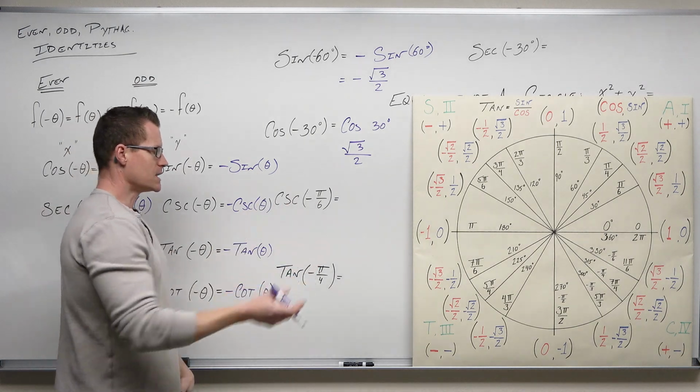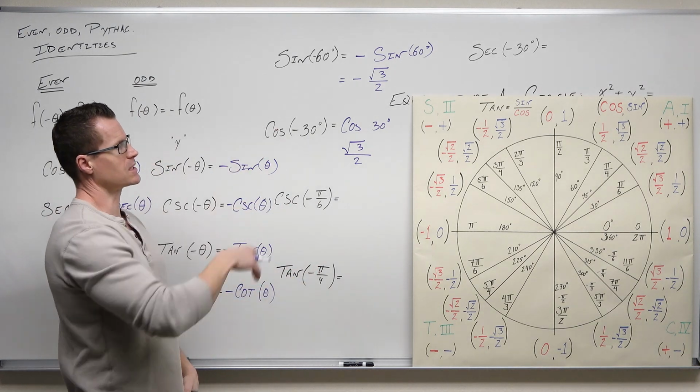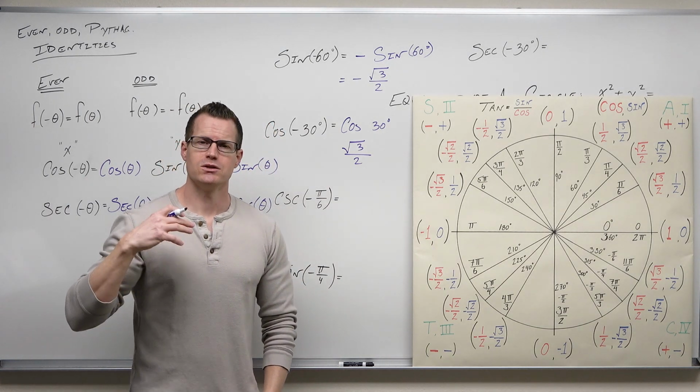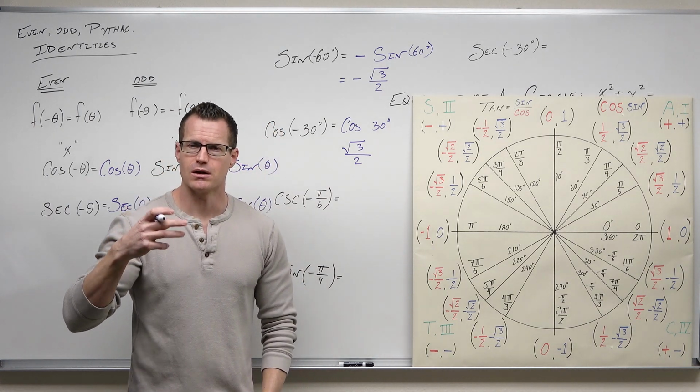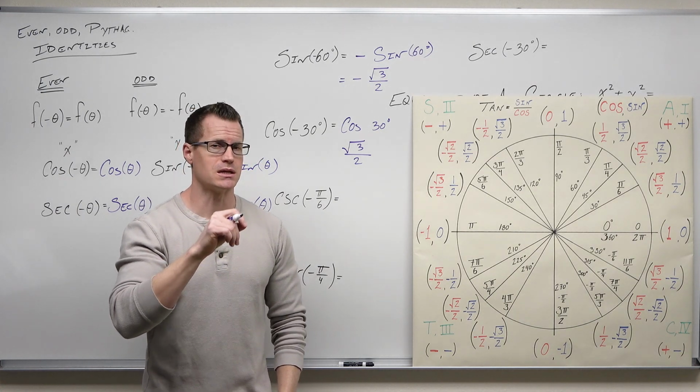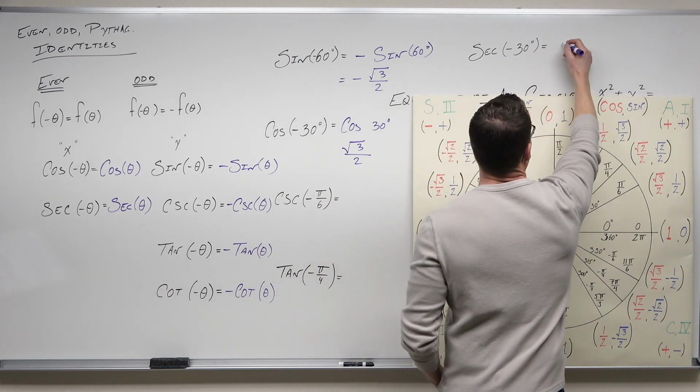How about cosecant of, or how, let's go secant. Secant of negative 30 degrees. If we did secant of negative 30, I need you to remember that cosine and secant are even. So secant of negative 30 degrees is the same thing as secant of positive 30 degrees.